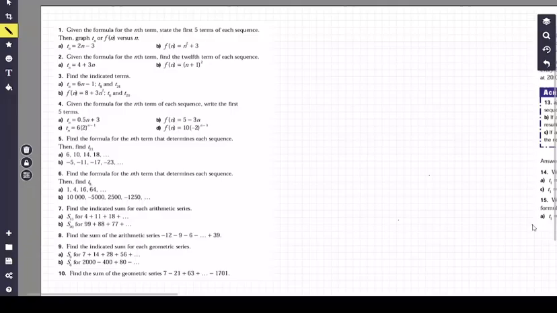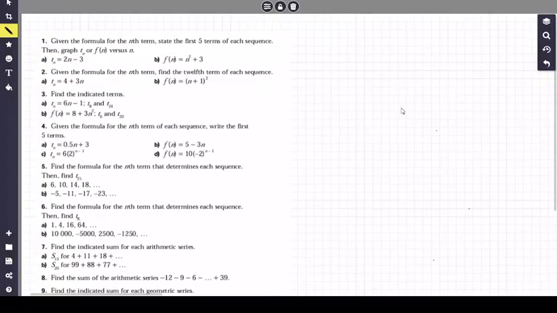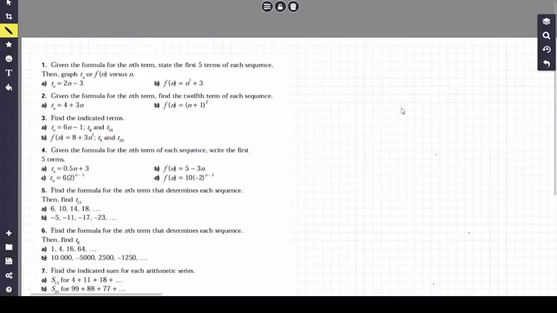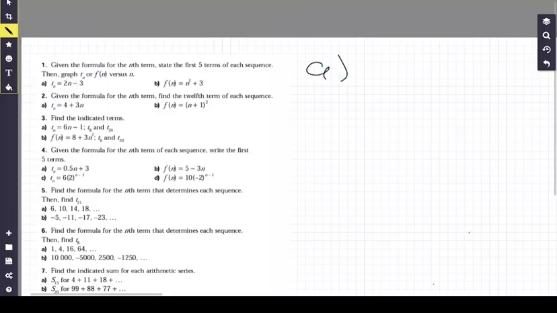So given the formula for the nth term, say the first 5 terms of the sequence. Easy stuff, gotta tell you. So, let's go ahead and do A. So your answer would be 2n minus 3.